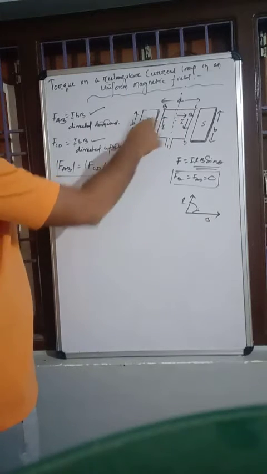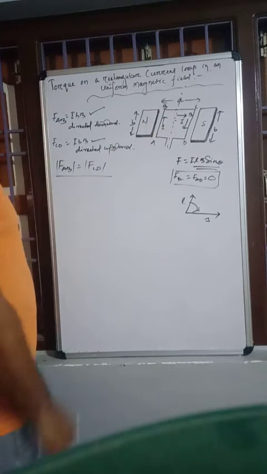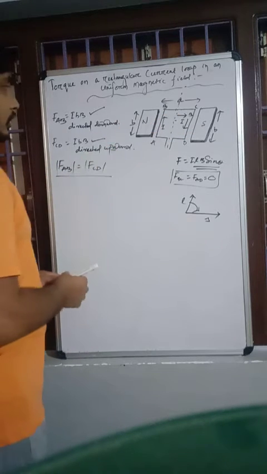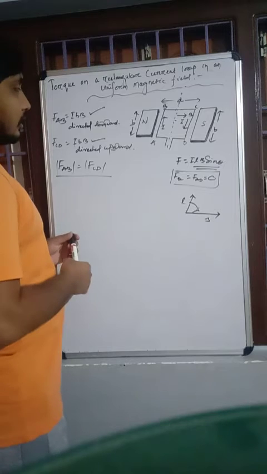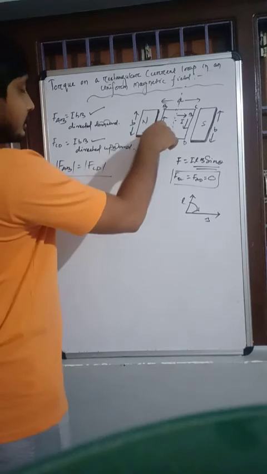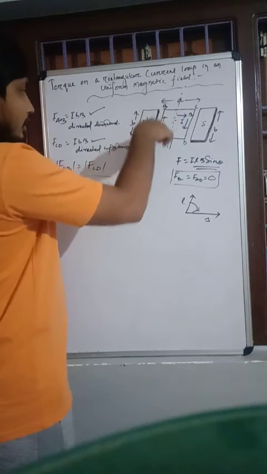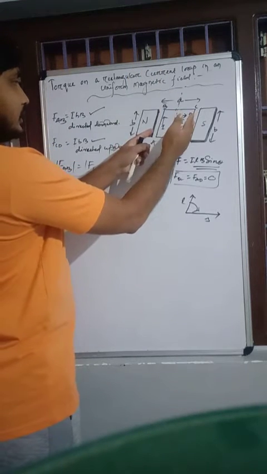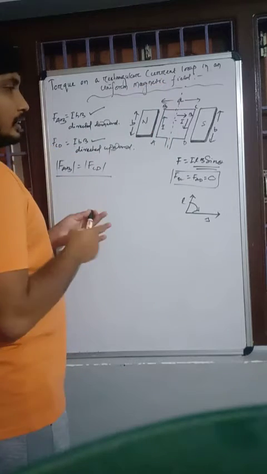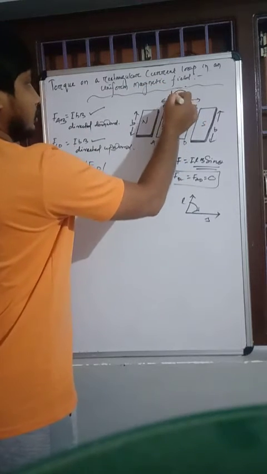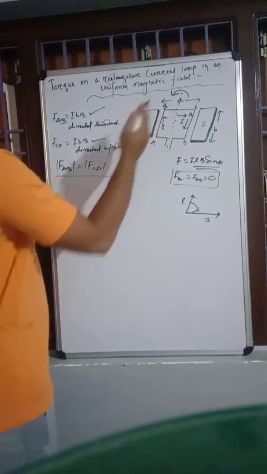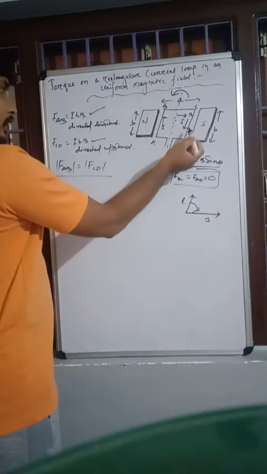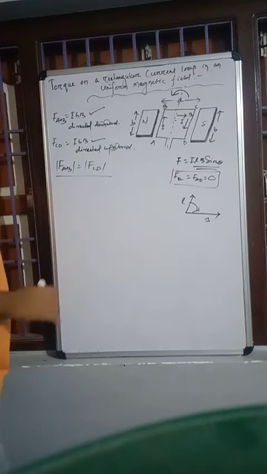That means they will constitute a couple and the rectangular loop will rotate. So now we'll find out in which direction the rectangular loop will rotate. You can see that here this force is acting in the downward direction and this force is acting in the upward direction. That means it will rotate in the anti-clockwise direction. So I'll indicate the direction that this coil will rotate in the anti-clockwise direction because this will be going down and this will be going up. So it will rotate anti-clockwise.